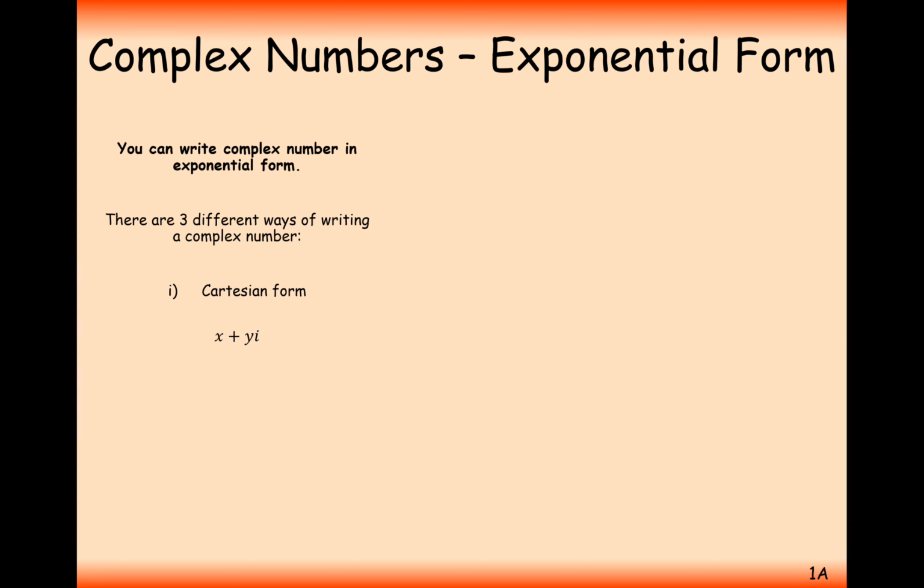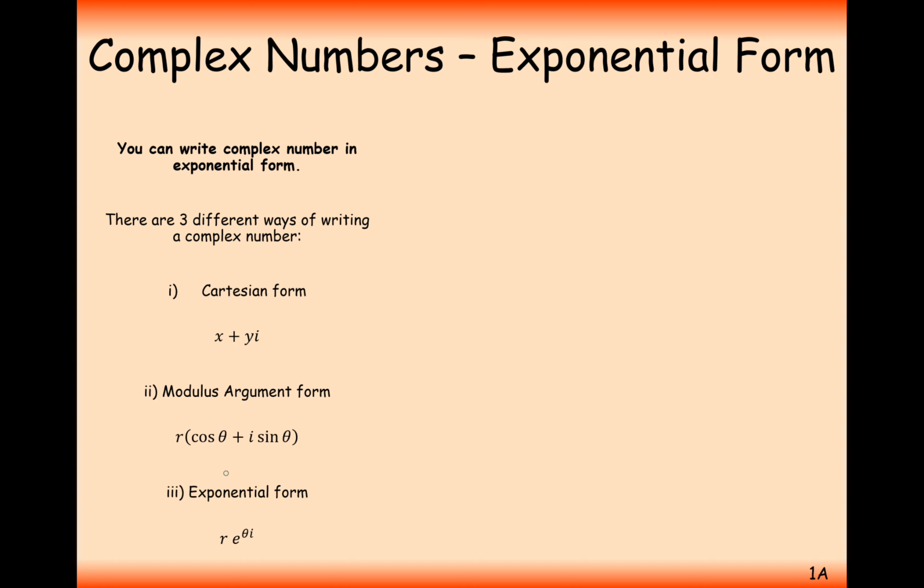So let's get started. We have three different ways of writing a complex number. We have the Cartesian form, x plus yi. Second, we looked at the modulus argument form in the AS level. That was r cos theta plus i sin theta. Hopefully the two of those forms are fairly familiar to you from the lower sixth. But we also have this third way that we can write a complex number, in exponential form.